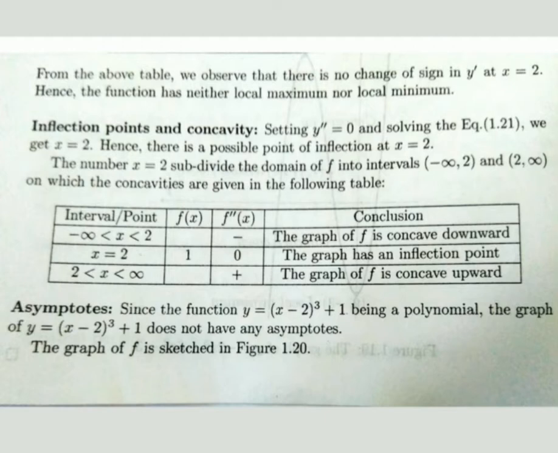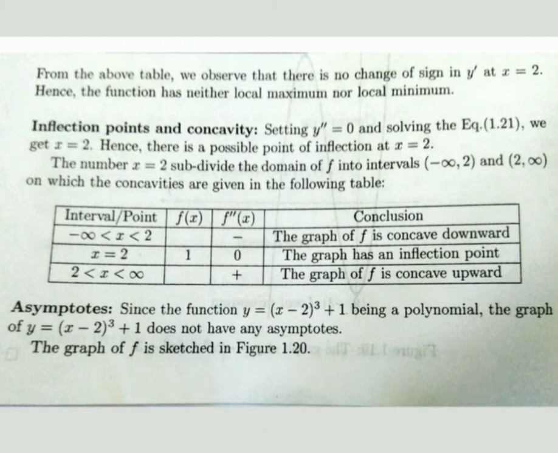First we shall consider x varying in the first interval, that is minus infinity to 2. At that time we will obtain f double dash of x is negative, which implies the graph of f is concave downward. Suppose x is equal to 2, now this is the point of inflection. We will obtain f of x is 1 and f double dash of x is 0. So the graph has an inflection point. Now we choose the interval 2 to infinity. F double dash of x is positive, so the graph of f is concave upward.